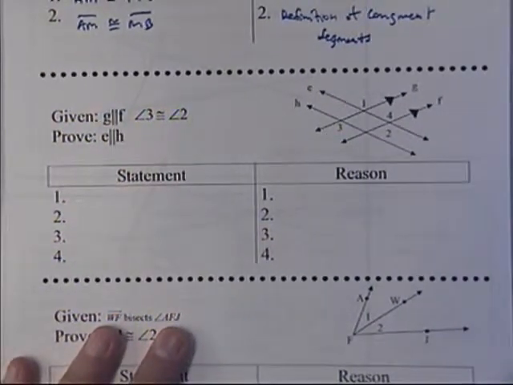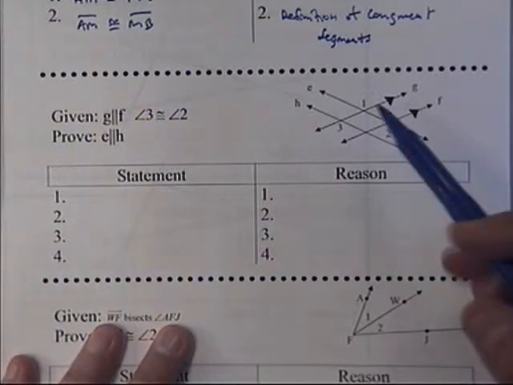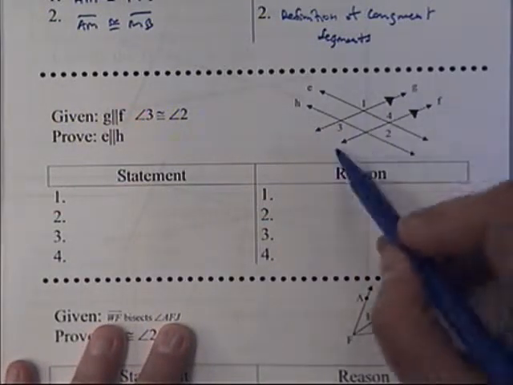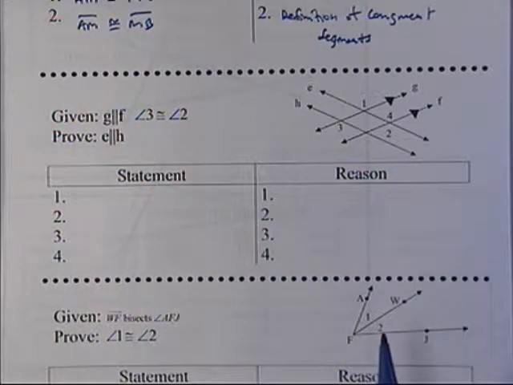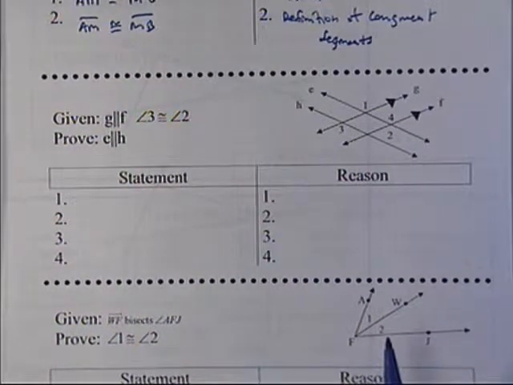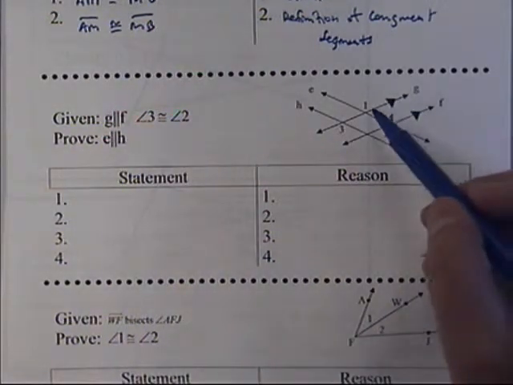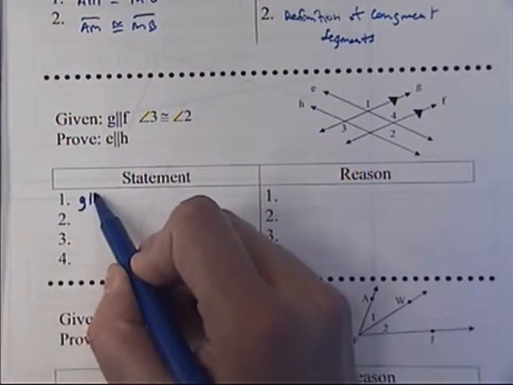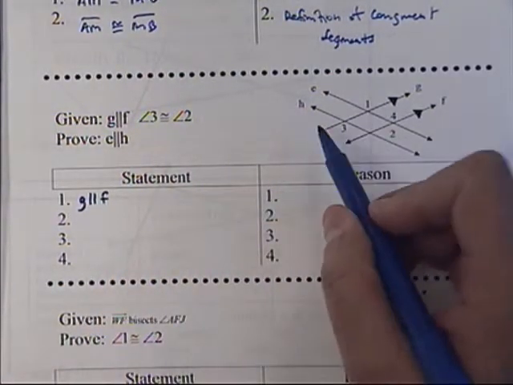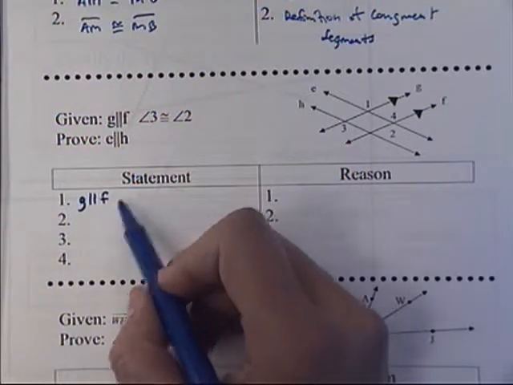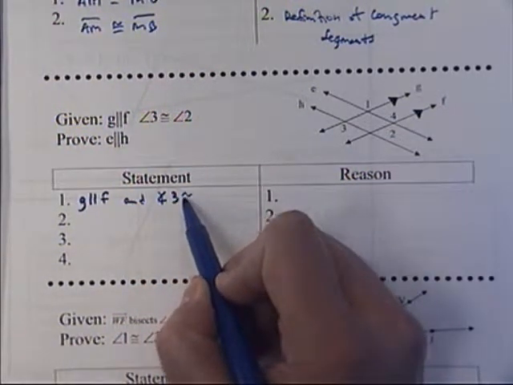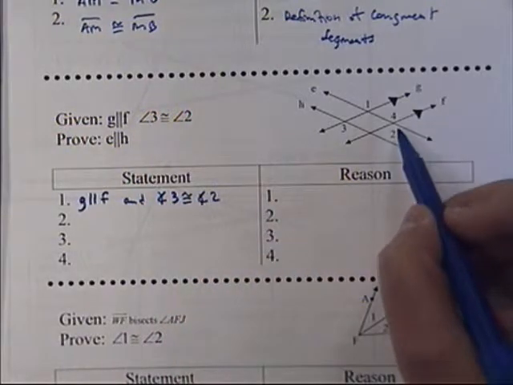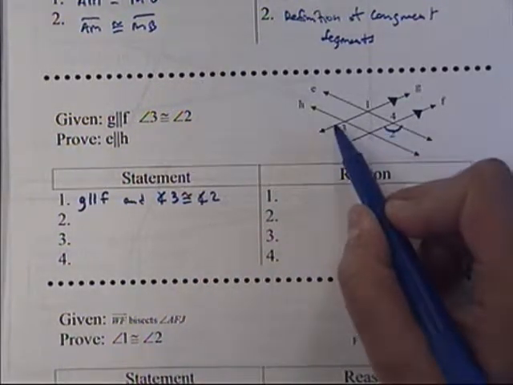If you have two pairs of parallel lines, it looks like that's what we have, but it's really not. These two we know for sure are parallel, but we're not quite sure about those two. So what do we do? Well, we go from what they give us. And we can say, okay, G and F are parallel, and angle 3 is congruent to angle 2. So I can mark those. Here's angle 2 and here's angle 3.